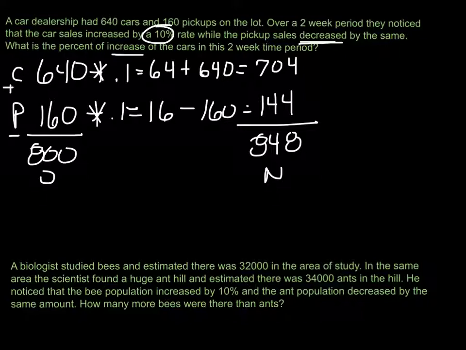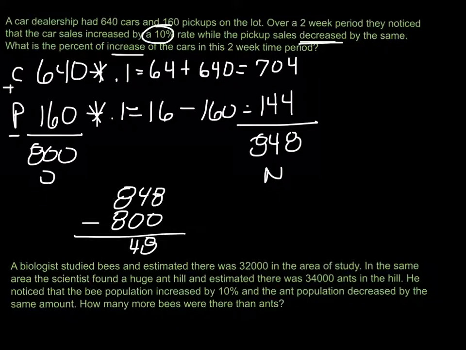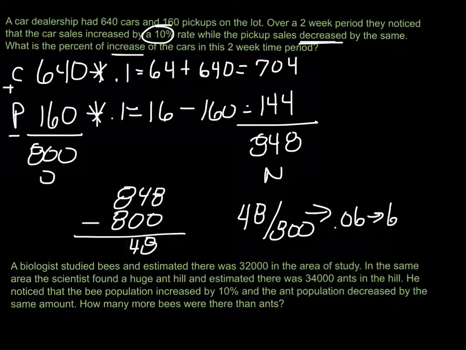We're going to take these two numbers and we're going to subtract them. So 848 minus 800. Again, we're trying to get a positive number. And then we're going to take that 48 and divide it by the original number of 800, which is going to give us a decimal of 0.06, which we can turn into a percent of 6%. So again, if they're looking for a percent of increase, you have to finish the problem in that order.